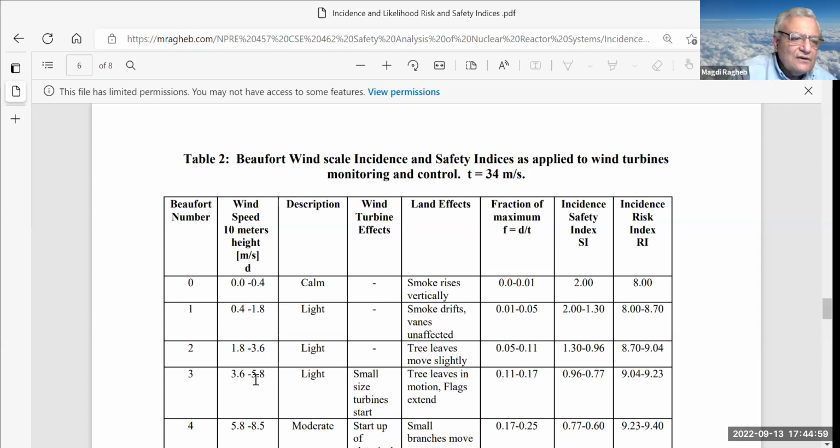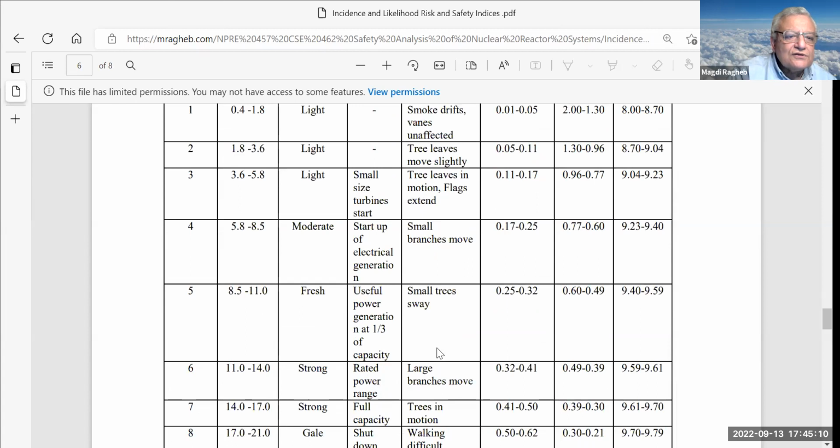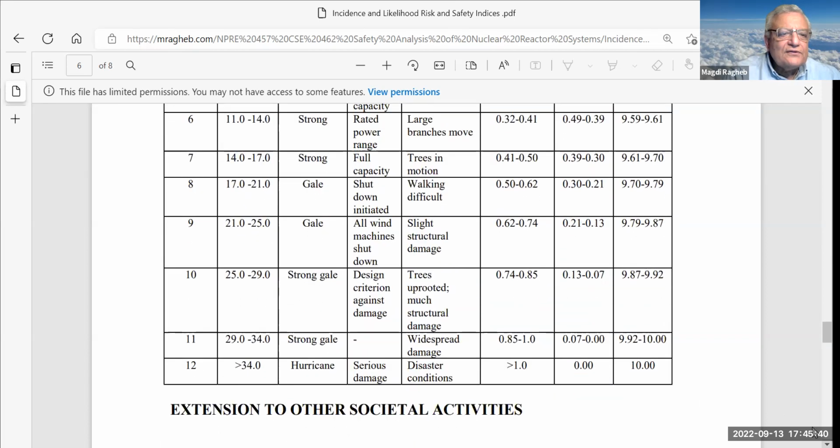So in that case, at 3.6 to 5.8 meters per second, small size wind turbines get started. At 8.5 meters per second, that's the start of large wind turbines. You start operation at that level. 10 meters per second is considered a good wind speed for wind turbine operation. So in that case, that's useful power generation at 1/3 of capacity. When you get to 14 meters per second, that is the rated power range. This is what a wind turbine is designed to operate in.